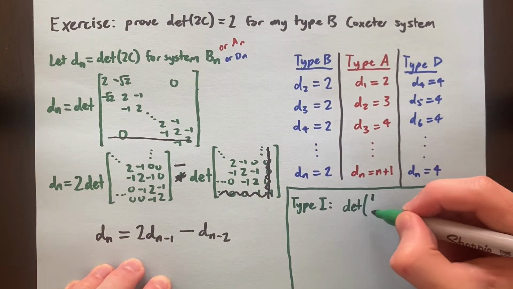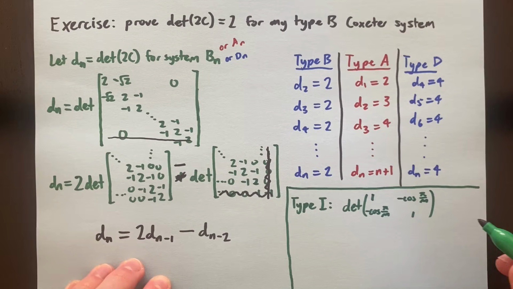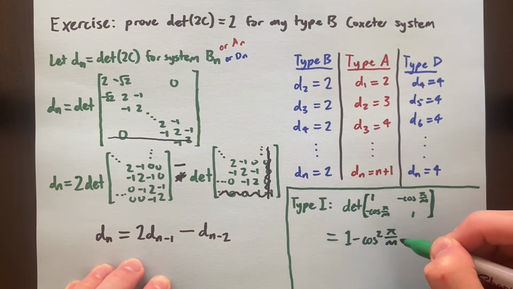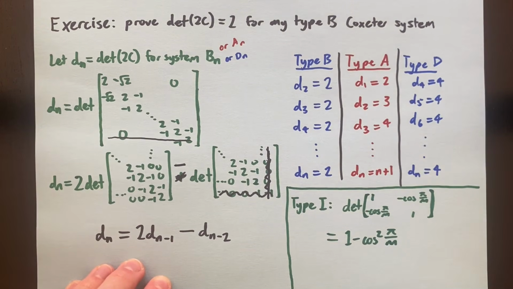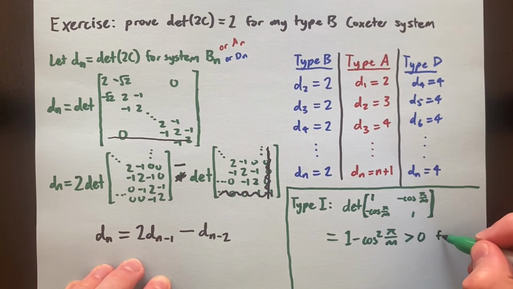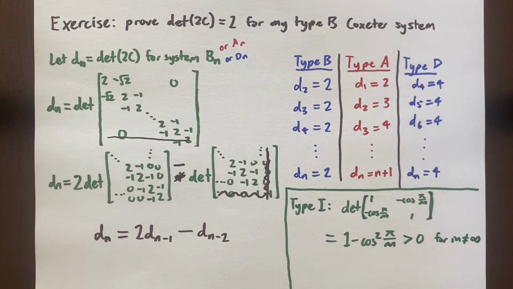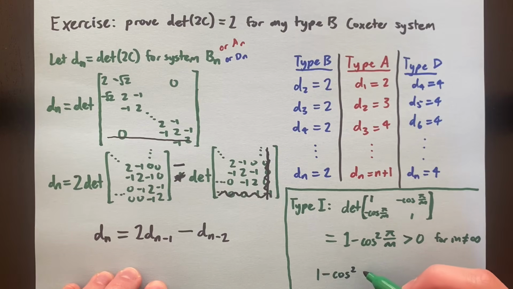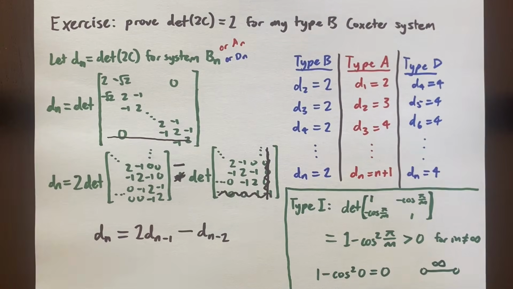For these, we can just let the braid length m be arbitrary, and the determinant of the C matrix comes out to 1 minus cos squared pi over m. But since pi over m is always between 0 and pi, cos squared pi over m is always between 0 and 1. So we get a positive result no matter what, meaning the I-type systems are all finite. The only exception is m equals infinity, for which by convention we take pi over m to be 0, so 1 minus cos squared pi over m is 0, which tells us that this system is infinite.